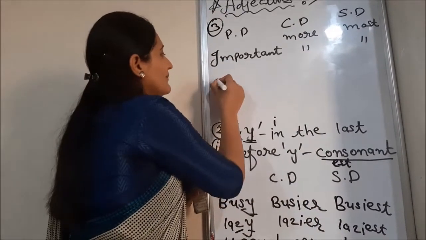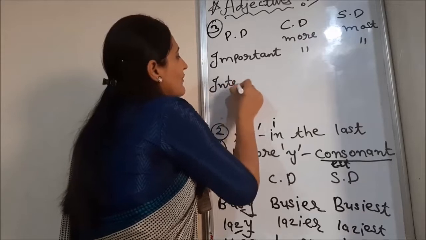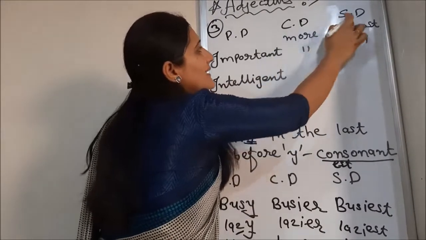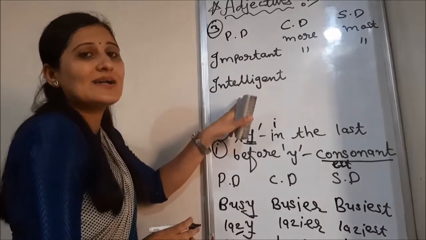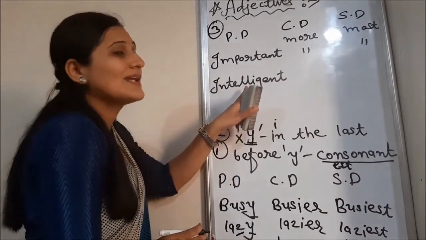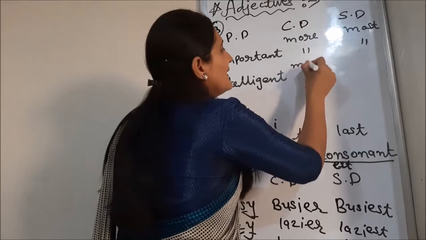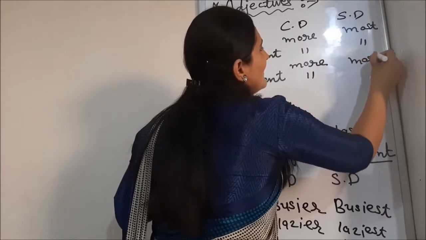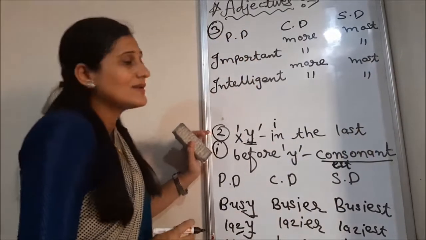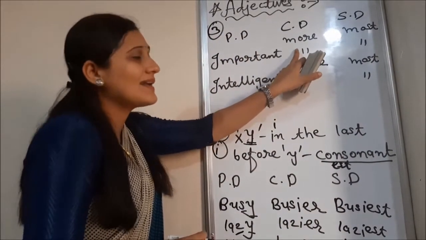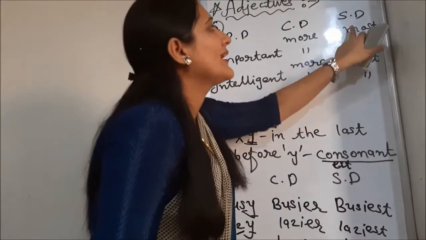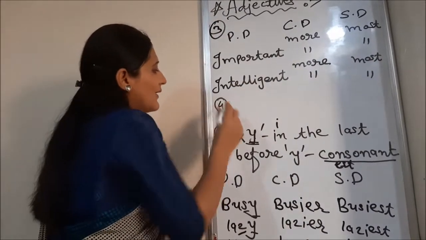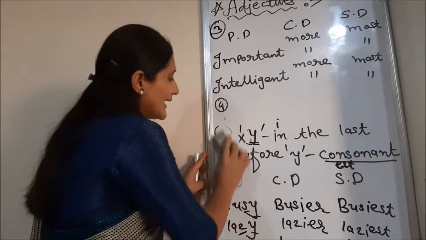Second example, intelligent. Why are we writing this? Why are we not adding ER and EST here? Because the spelling is long and the adjective is long. So here we will write more intelligent, and here we will write most intelligent. We will not write ER in the comparative, and we will not add EST in the superlative, right? This is the third rule.